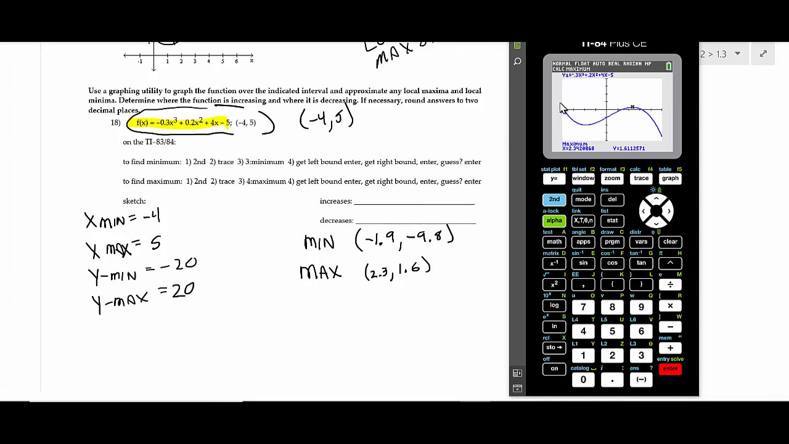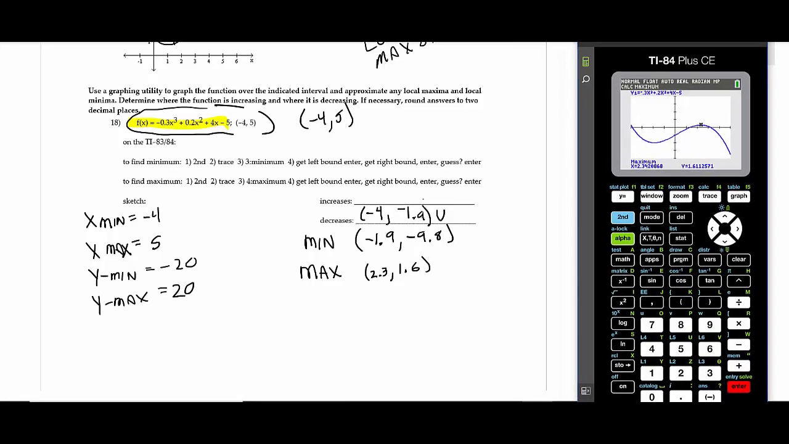So this would be decreasing from -4 and then to this point here. So that minimum right there is -1.9. Okay, like that. The next thing here is it would also be decreasing from this point until you get to 5. So we would say here from 2.3 and then to 5 like that.